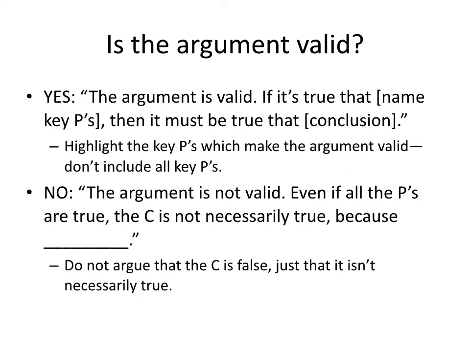If we think that an argument is valid, we might say something like this. The argument is valid if it's true that, and then we describe some of the key premises of the argument. Then it must be true that, and then we state the conclusion. So this is suggested wording. You don't have to use this wording, but you can use it to put your answer together. In this kind of answer, it's important that you highlight only the key premises that make the argument valid.